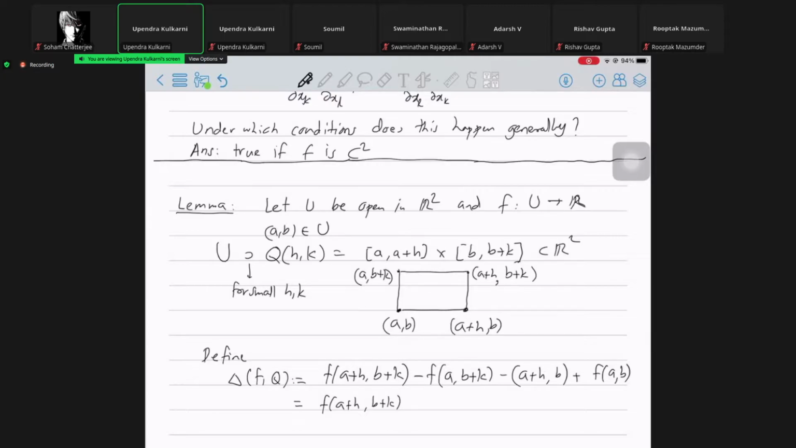And we can pair up the terms in two different ways over here. Which way do I want to do this? Minus F of (A plus H, B), minus F of (A, B plus K), minus F of A. Correct?